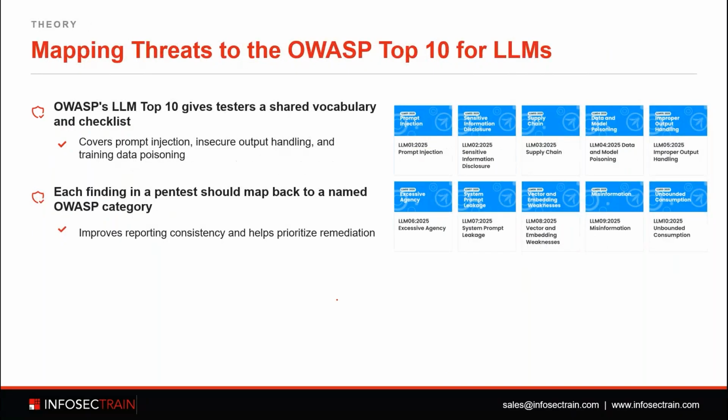Now, for understanding of the threats, you should know the OWASP top 10 list. OWASP is what? Open Web Application Security Project. So it is a non-profit organization which gives you the idea of what are the different types of attacks that can be done. Top 10 attacks basically.